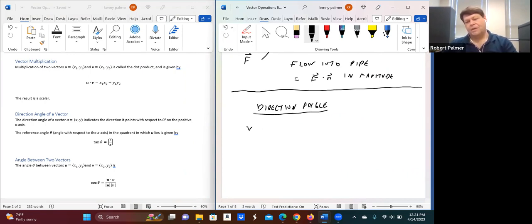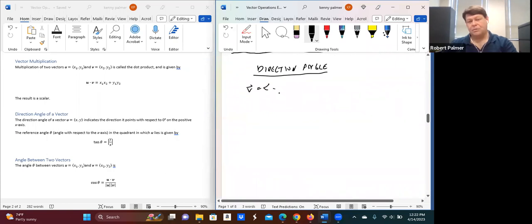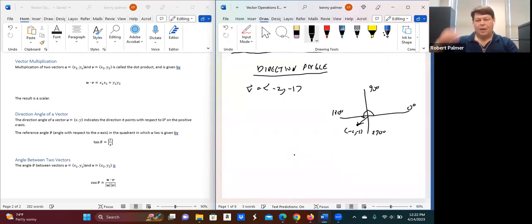Our vector v we said was -2, -1. Let's use the same vector. If we draw a picture, it's going to be in this quadrant, so -2, -1 is maybe about right here. What we want is a direction angle from the positive x-axis, which we consider to be 0 degrees. So this is 270.